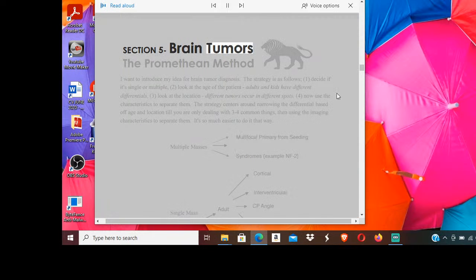Brain tumors. The Promethean method. I want to introduce my idea for brain tumor diagnosis. The strategy is as follows. 1. Decide if it's single or multiple. 2. Look at the age of the patient. Adults and kids have different differentials.